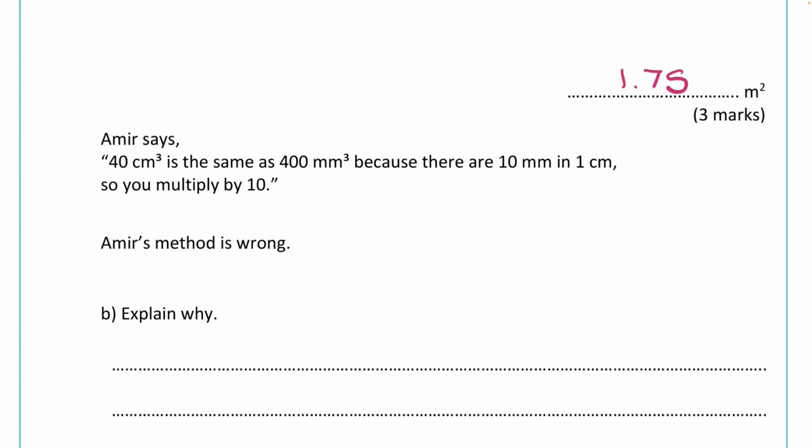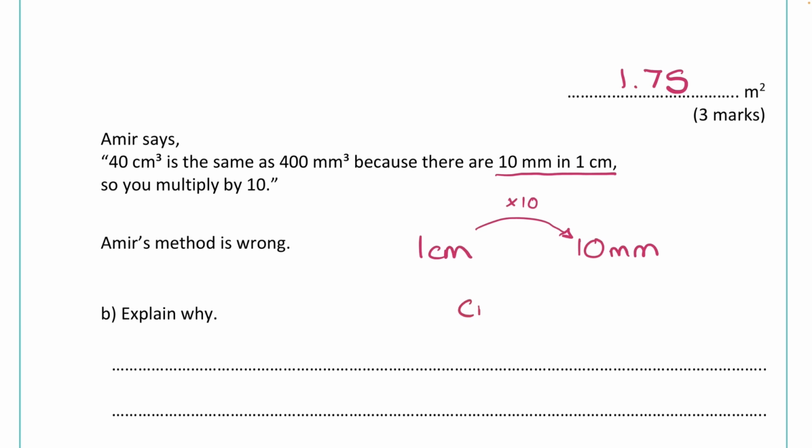For part B here, it says Amir says 40 centimetre cubed is the same as 400 millimetre cubed because there are 10 millimetres in a centimetre, so you multiply by 10. Amir's method is wrong. Explain why. Now, he's not wrong in this bit. There are 10 millimetres in a centimetre. So to get from centimetres to millimetres, we do in fact times by 10.